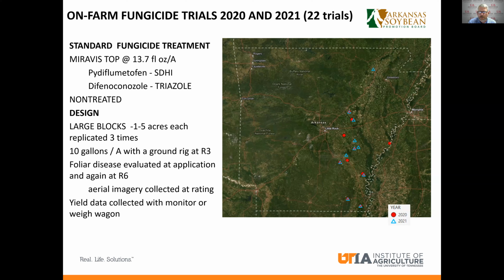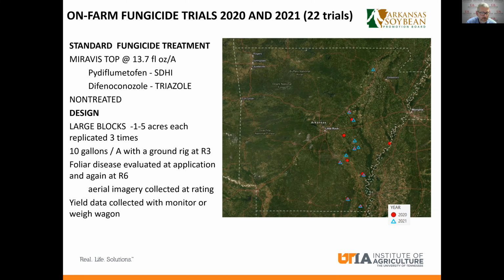And then we apply all this at R3. We evaluate disease at R6. We collect yield data with either a weigh wagon or with the farmer's combine. I prefer the yield data off the combine because it's a little more flexible in how we can analyze it. But for the most part, we've gotten yield data on almost every trial that we've put out. So that's been very good. Our cooperators are really good in that respect, allowing us to get that yield data. And we've seen some real differences in efficacy in these products.